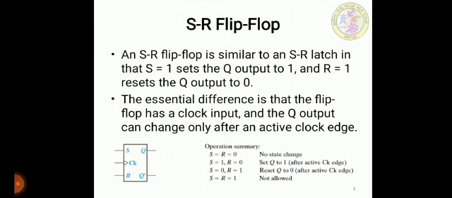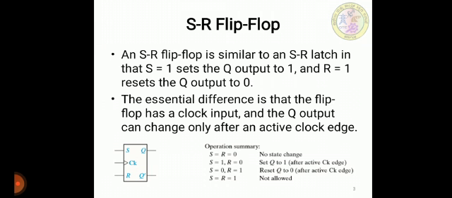When S is equal to 0 and R is equal to 0, there will be memory, that is, no state change will occur. The previous output will be retained as it is, hence it is called memory. When S is equal to 1 and R is equal to 0, Q will be set to 1 after the clock edge, since S equal to 1 means set. When S is equal to 0 and R is equal to 1, the output Q will be reset, that is, it will be equal to 0.